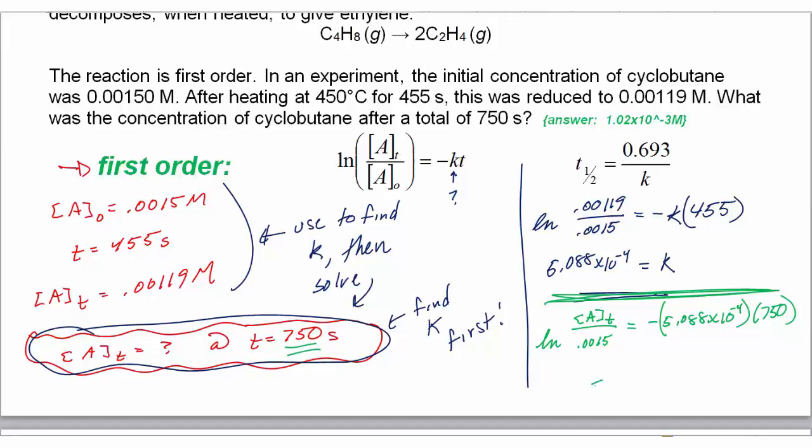So see if you can get this. I'm going to do it all in one step on that calculator. This is how I'm going to do it. 5.088 times 10 to the negative 4. Let's make that negative. Times 750. Raise it to the e power. Take it times 0.0015. And I have my answer: 1.02 times 10 to the negative 3. And if you had to write some intermediate steps, that's fine, but try to minimize that.